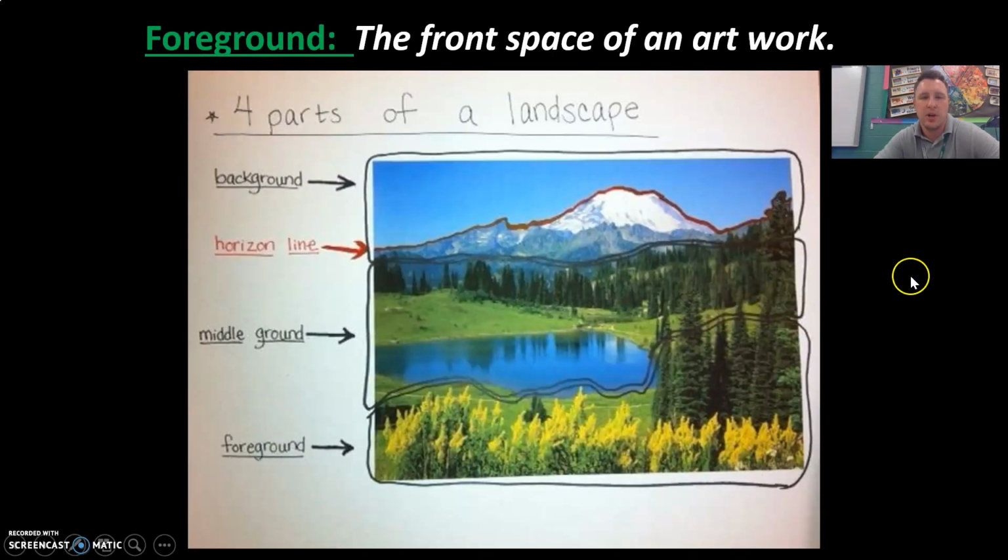Foreground is the front space of an artwork. This is the same image as last year. The middle ground, of course, is the space between the foreground and the background. Background is self-explanatory. It's in the back.